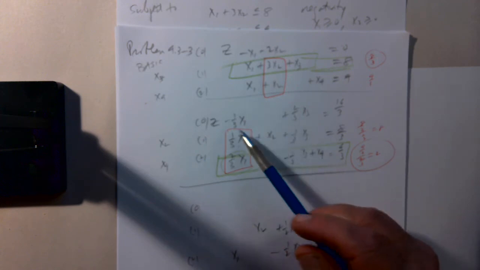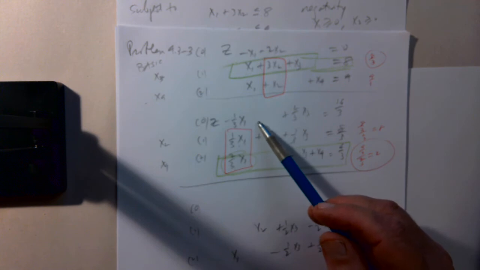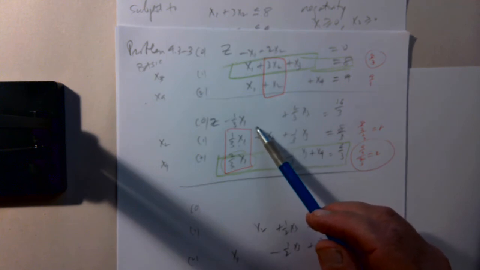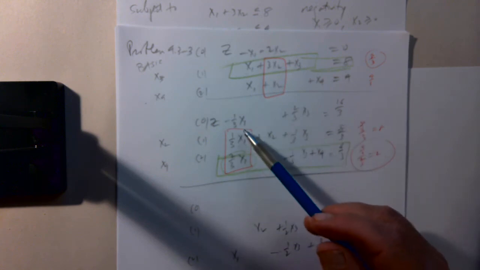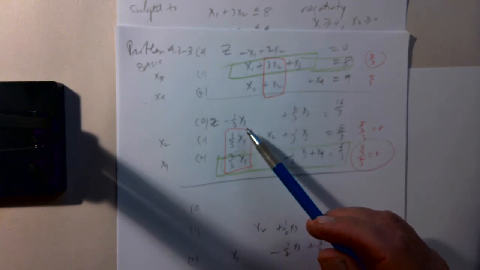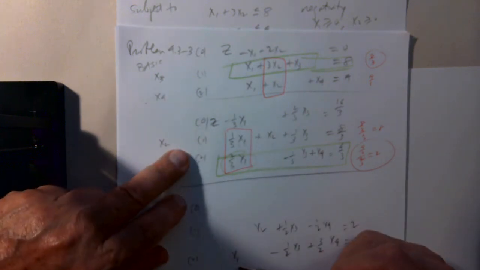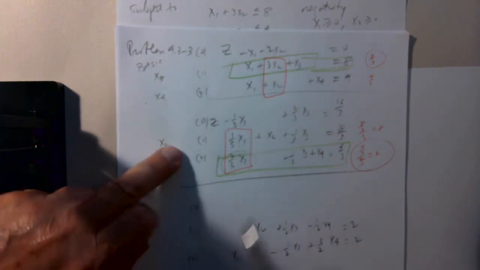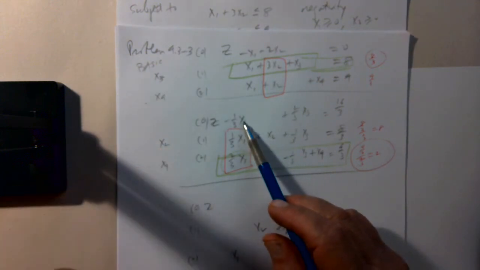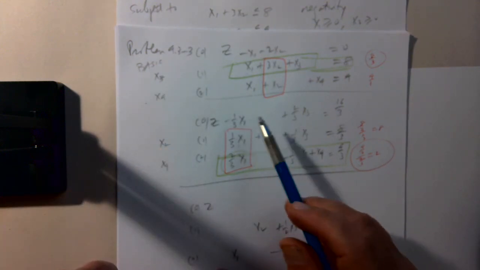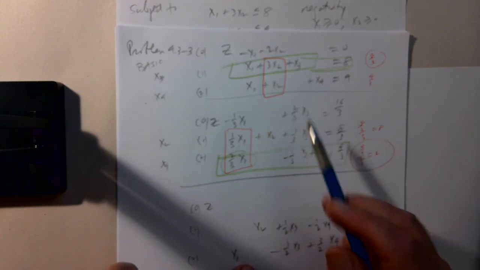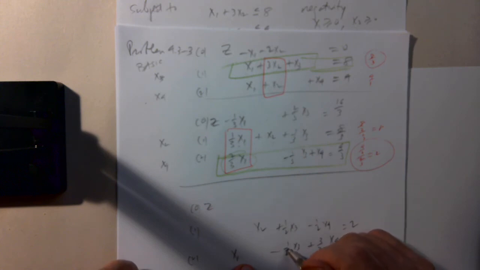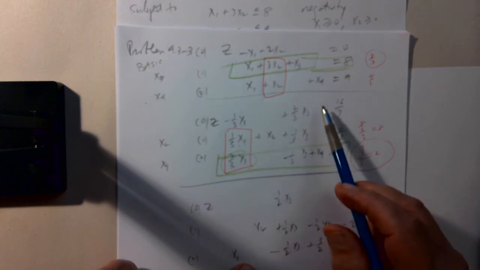And I want to get a 0 here, but there already is a 0 there, so I don't have to. Oops, sorry. I want to get a 0 here. So again, I add 1/3 of this line to this line. So I get z minus 1/3 x1 plus 1/3 x1 is 0. 0 plus 0 is 0. 2/3 plus 1/3 of minus 1/2. That's 2/3 minus a 1/6 is 1/2 x3.